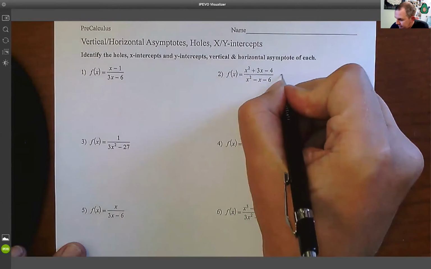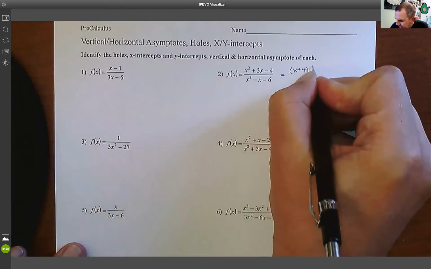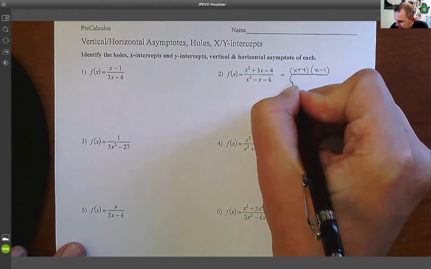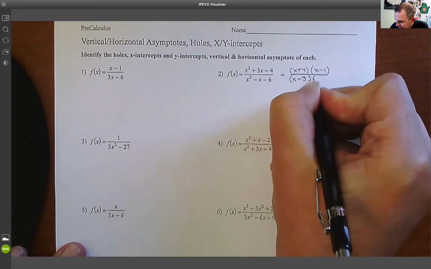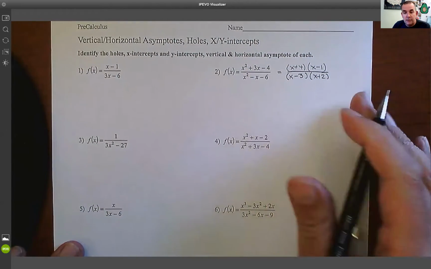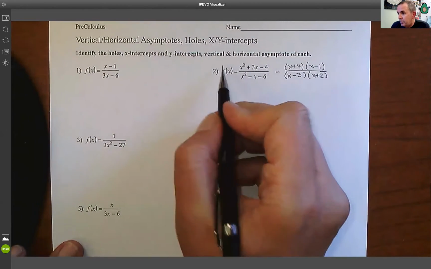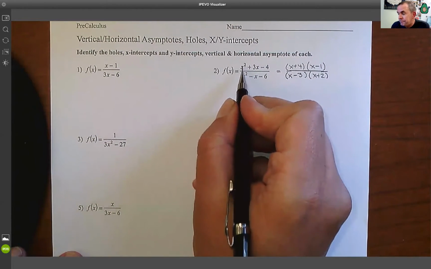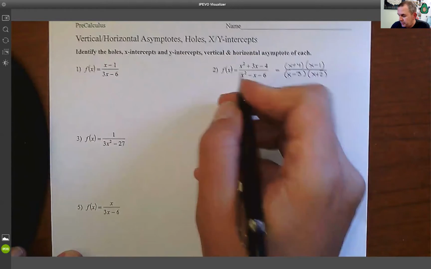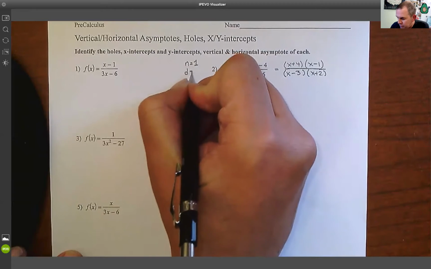If we had factored this, it would have been x plus 4 and x minus 1 over, and if you use Desmos, you would have found x minus 3 and x plus 2. That's the factored form. That's what we did for our vertical asymptotes, holes, and X-intercepts. Well, we're going to focus on this. What we need to do is look at the degree of the two parts, the numerator and the denominator. The degree of the numerator is 1, the degree of the denominator is 1.